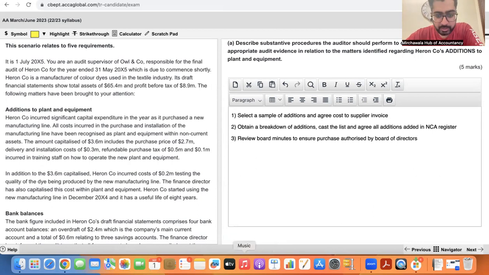Now, obviously, people want to link it to the scenario, but scenario linking isn't tough at all. You just need to mention the amount or company name or supplier name or customer name from the scenario to make it. Okay. Now, the general procedure is select a sample of additions.